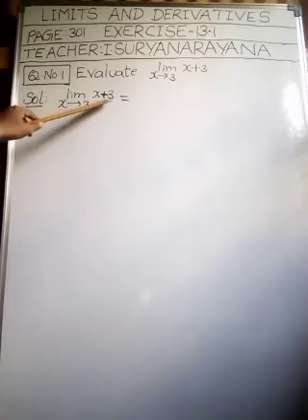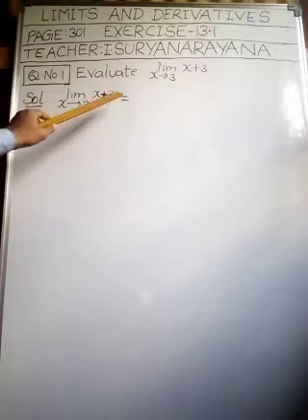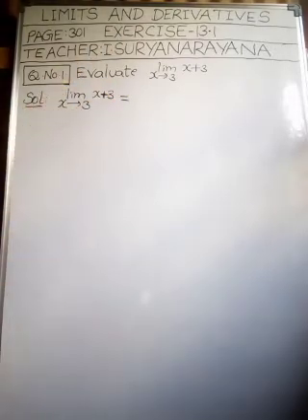This is a polynomial function, so we can use the substitution method. I said many times, when we are evaluating the limit of a function, the first and foremost method is the substitution method. If the first method fails, then we go to the next method. Keep this point in your mind.